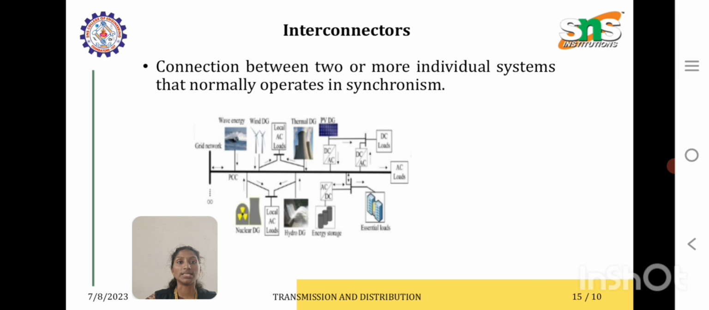The next important word is interconnectors. Connectors, we all know, connect two parts or two ends or two supplies. So an interconnector is a connection between two or more individual systems that normally operate in synchronism. That is, in a grid, wind energy is generated, thermal is generated, solar is generated, but the generated voltage is given in the same supply to satisfy the AC loads. Whatever load we use, either for commercial or domestic purposes, we supply the generated power to the load. So this is what we call interconnectors, which is clearly shown in the picture.